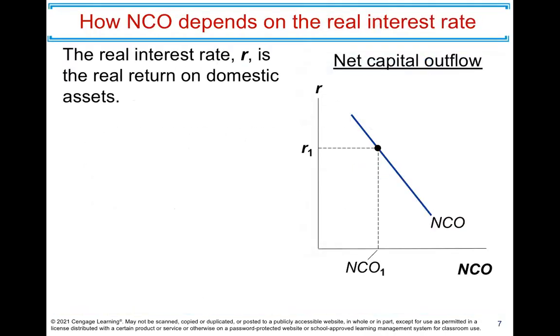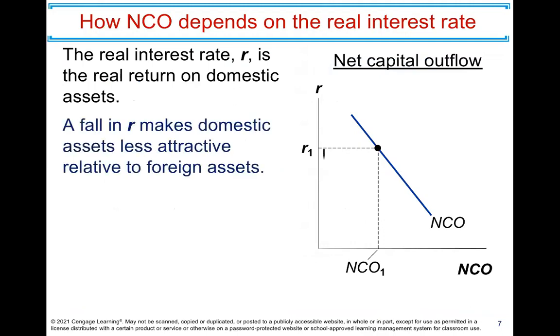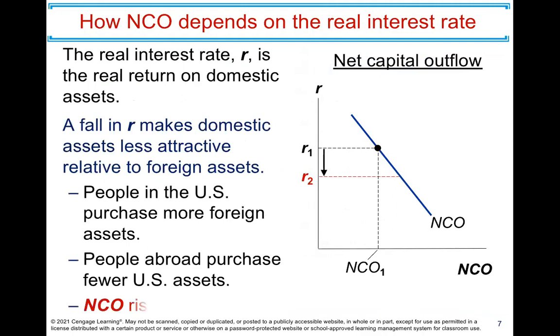Okay, so here we've got the real interest rate as the return on domestic assets. And notice what happens when we decrease the real interest rate. When we do that, NCO increases. The reason is that a fall in R makes domestic assets less attractive relative to foreign assets.